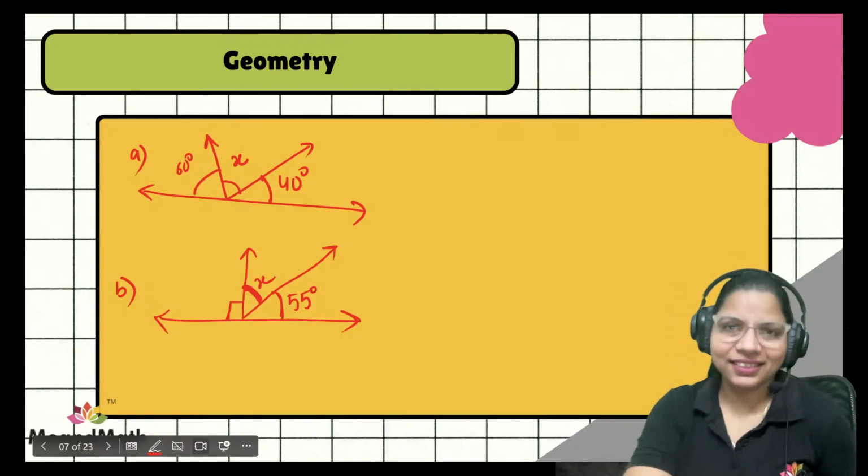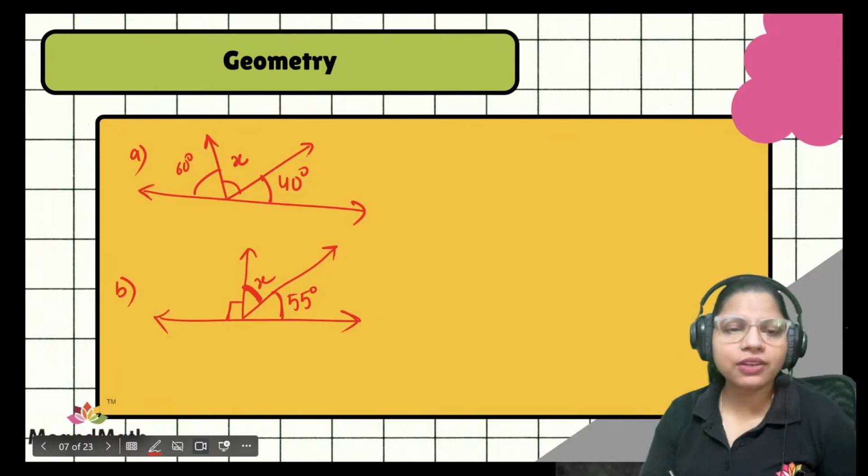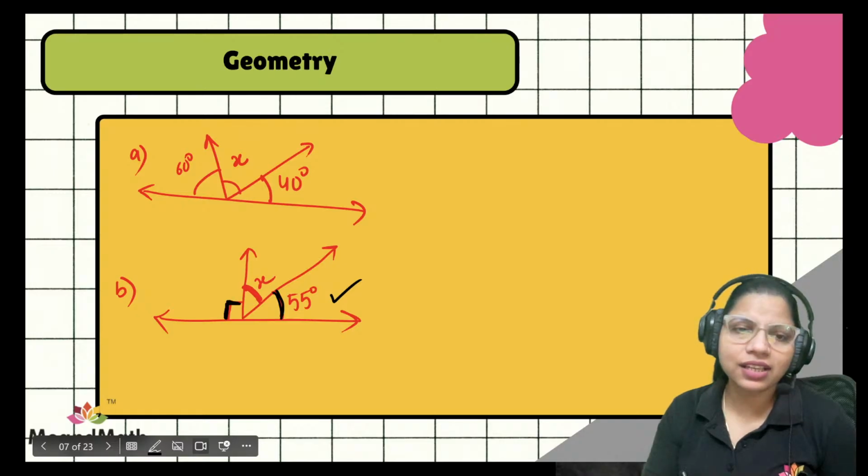No. Now look here. See, here you only know one angle. Actually, you know all the angles. See, that was 55 degrees. That's fine. This is 90 degrees. Can you not see this symbol? That means it's 90 degrees.